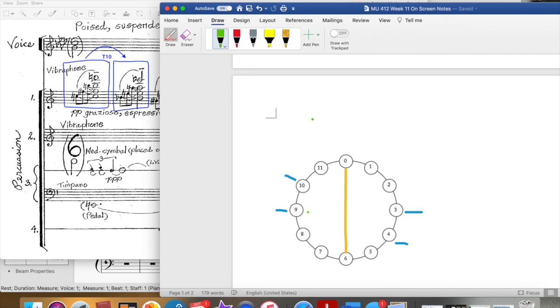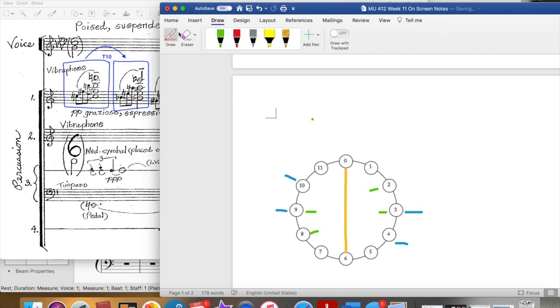3 and 9 are in symmetrically opposite places, so 3 becomes 9. 4 around this axis becomes 8. So 4 to 8. Every blue one is going to get a green one, right? So there's 3, there's 4. 9 becomes 3, so 9 and 3 are what we call inversionally symmetrical. 10 is going to become 2.